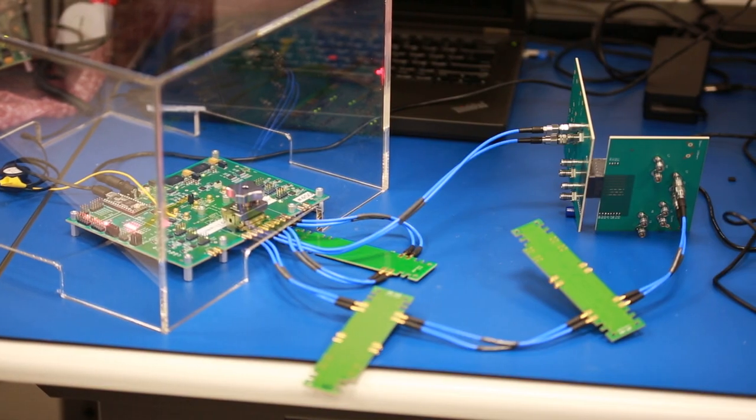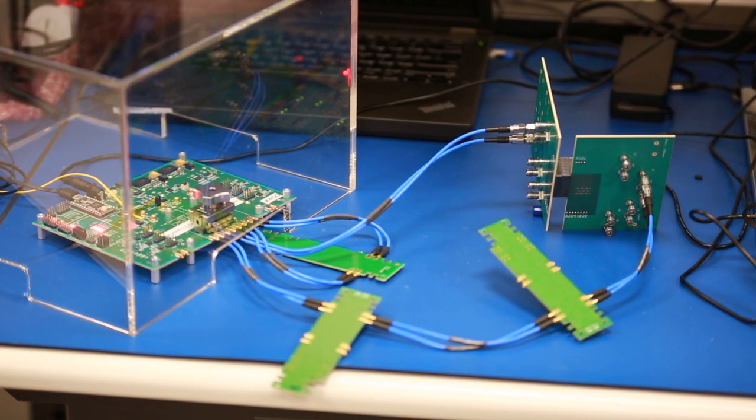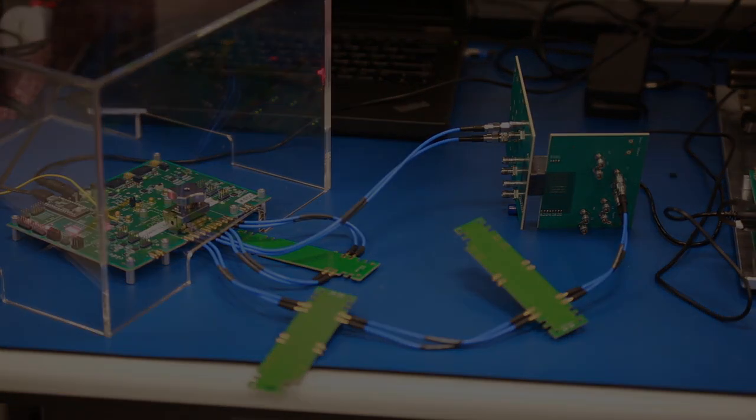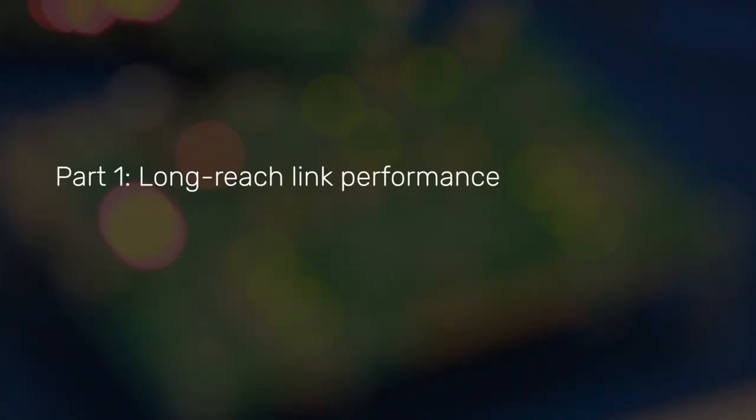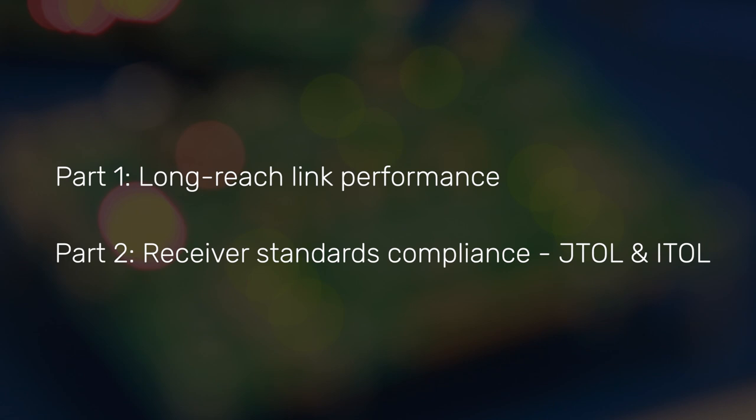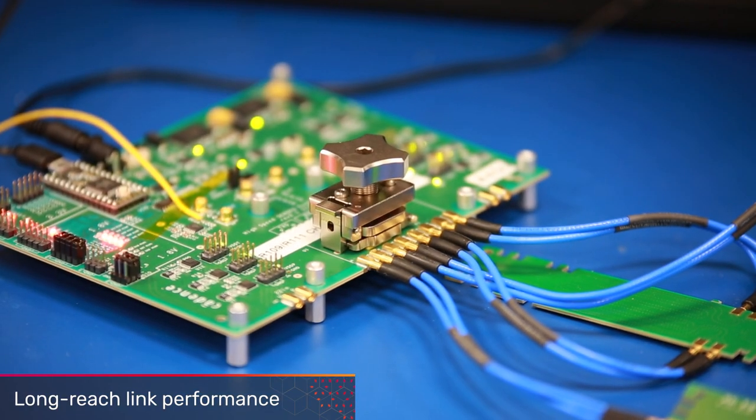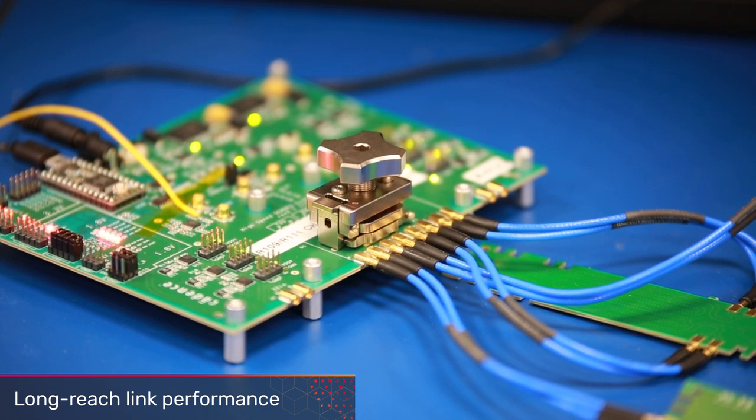Today, I'll give you a demo of the Cadence latest 6 nanometer 112 gig long reach PHY IP. Cadence 112 gig long reach PHY demo has two parts. First part demonstrates long reach link performance. Second part demonstrates receiver standards compliance. Let us now see the first demo on long reach link performance.